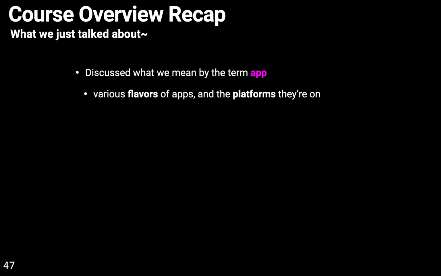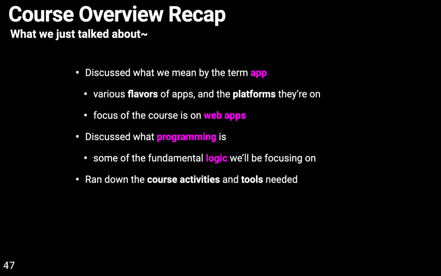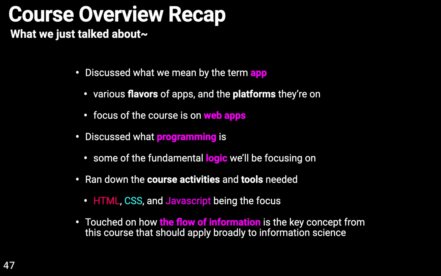So before we go, let's recap. What did we do? We discussed what we mean by the term app, and we talked about various flavors of apps and the platforms they're on, and how the focus of this course is on web apps. We discussed what programming is, and some of the fundamental logic we'll be focusing on. We ran down the course activities and the tools needed, with the focus on the languages HTML, CSS, and JavaScript. And we touched on how the flow of information is the key concept from this course that should apply broadly to information science.